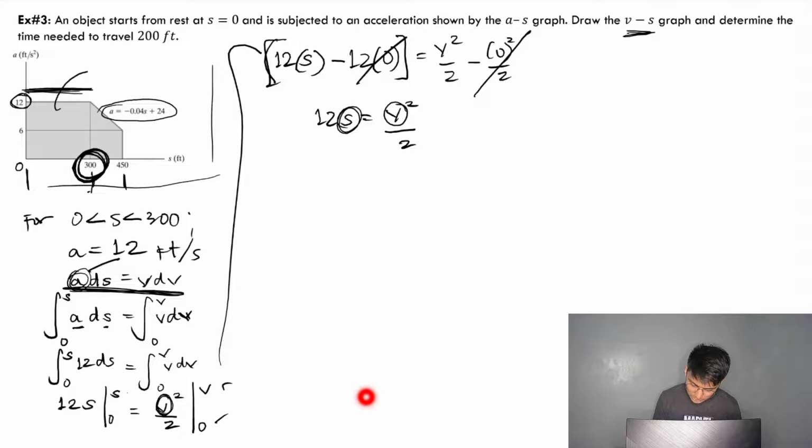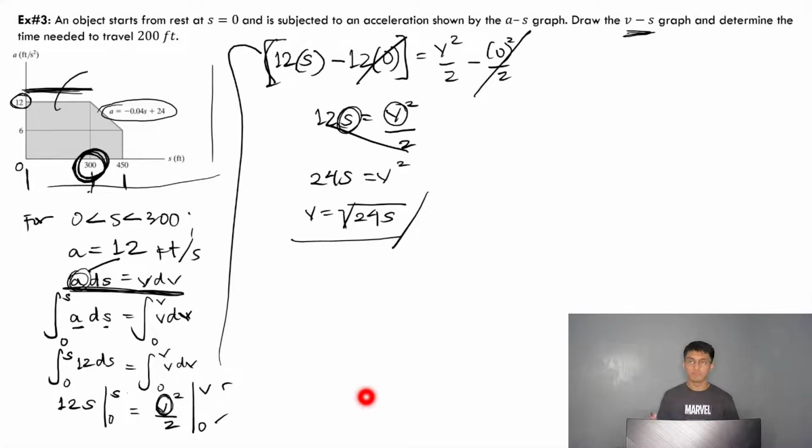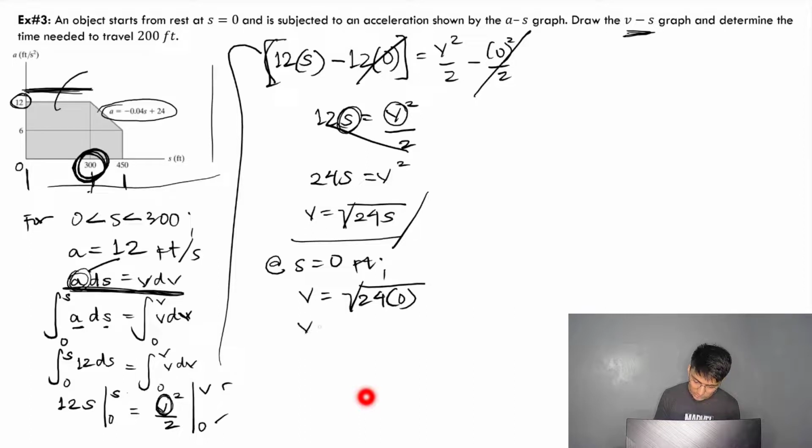So, compute muna natin. We have 24S is equal to V square. So, V now is equal to the square root of 24S. Ito yung ating equation ng velocity ngayon. Now, solving for the exact value. At S is equal to 0 feet, ano daw yung ating velocity? Square root of 24 times 0, 0 lang din yan. So, ito yung unang point natin.